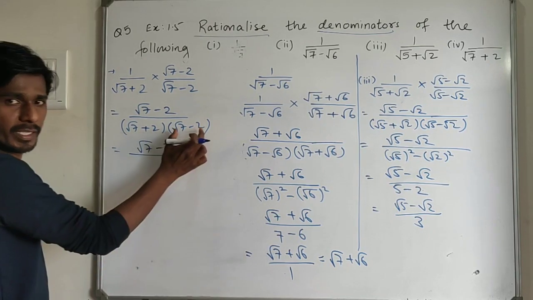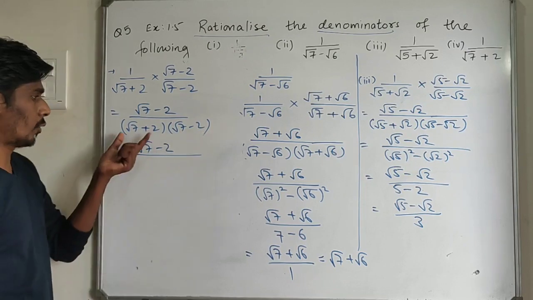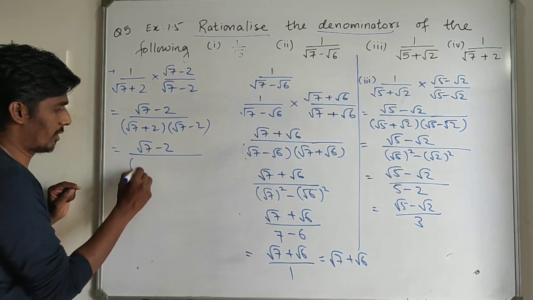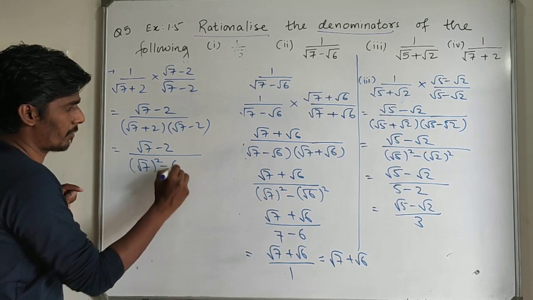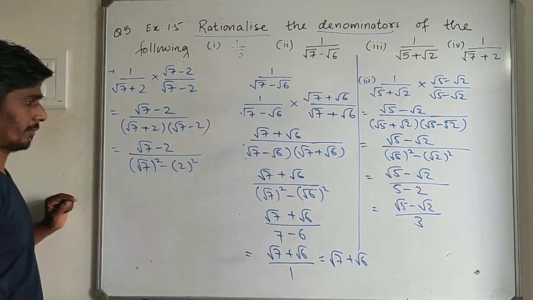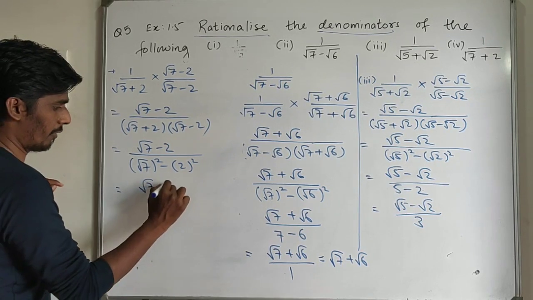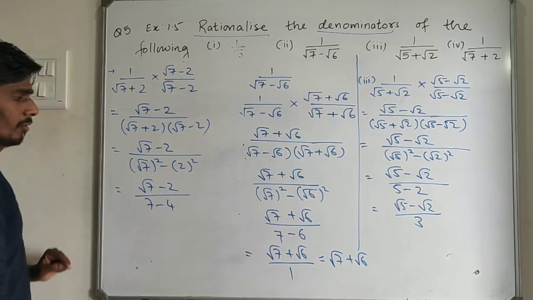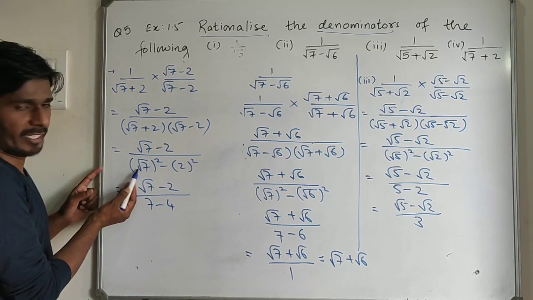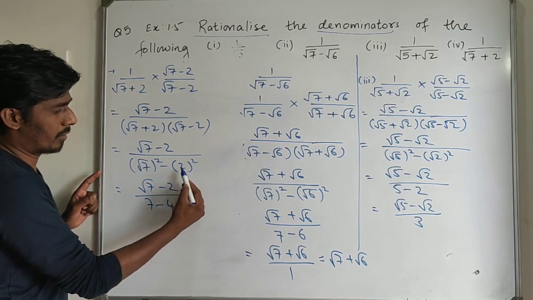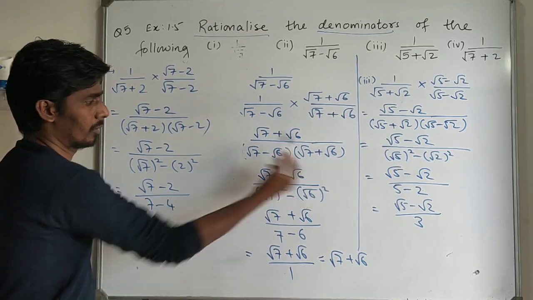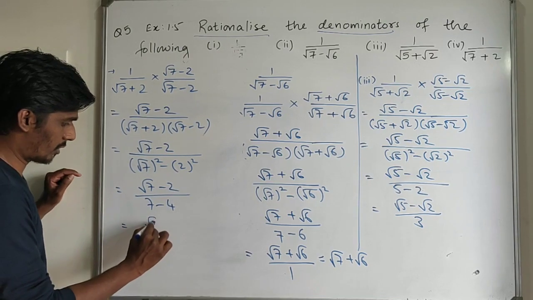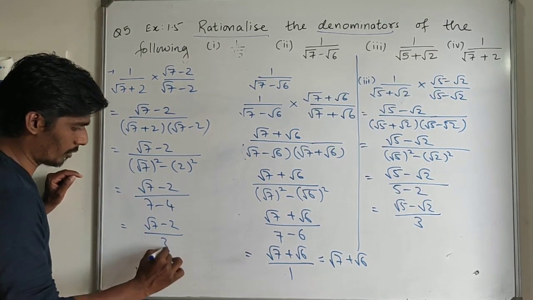Now this is a plus b, this is a minus b. So a plus b, a minus b is what? A square minus b square. So this is root 7 square minus 2 square. Root 7 minus 2 upon 7 minus 4. Because root 7 into root 7 is what? 7. But 2 square, here it is only 2, no root. Square of 2 is what? 4. So root 7 minus 2 upon 3.